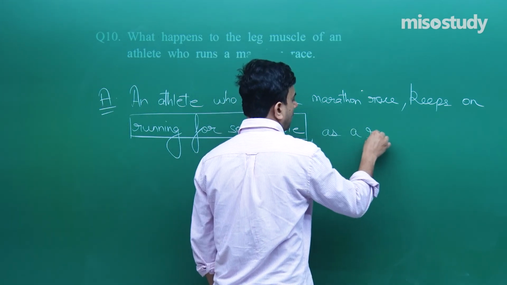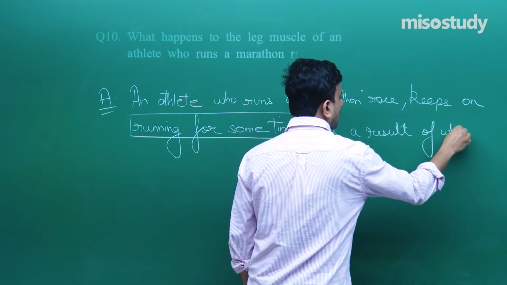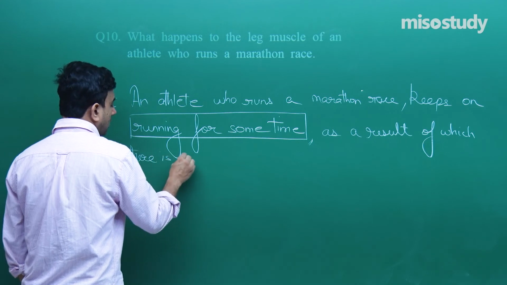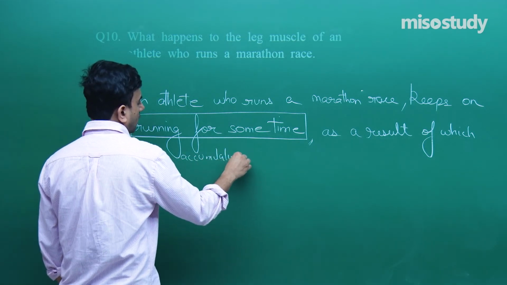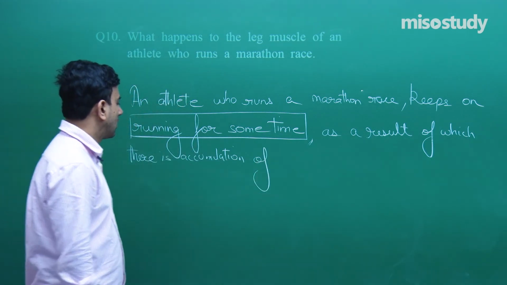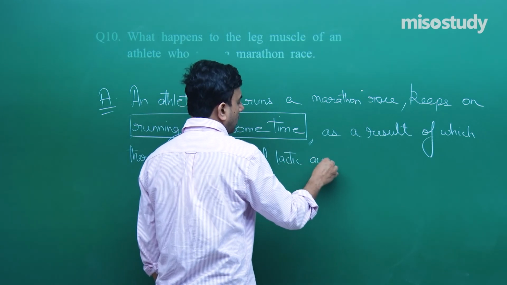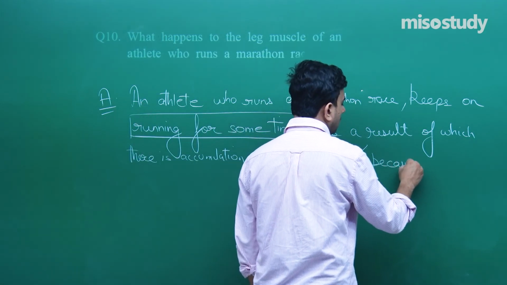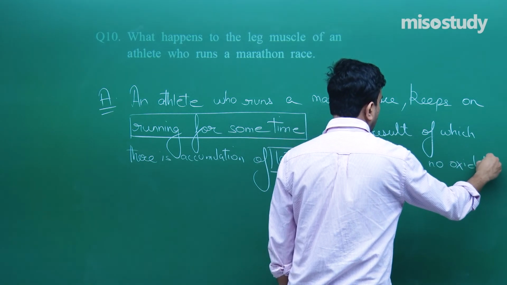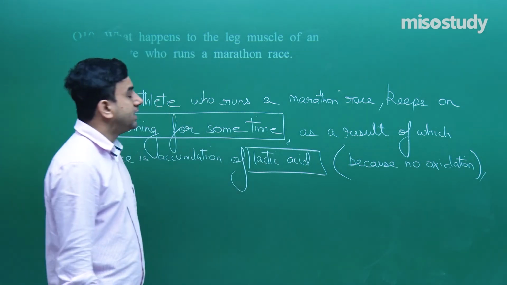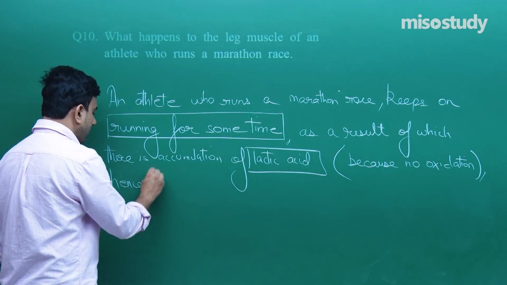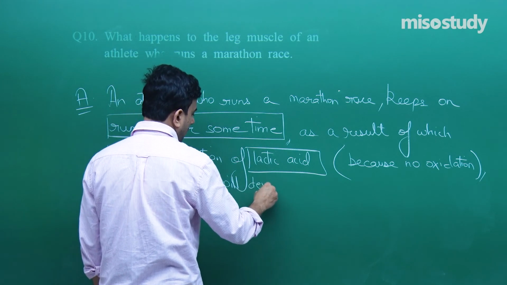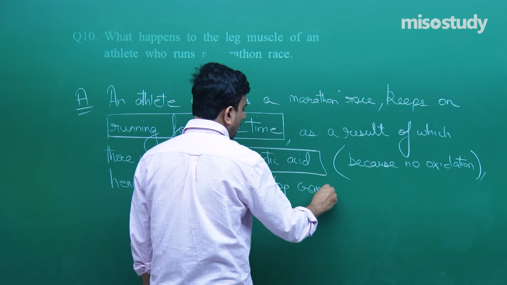as a result of which there is accumulation of lactic acid, because there is no oxidation. Hence the athlete will develop cramps in his body.